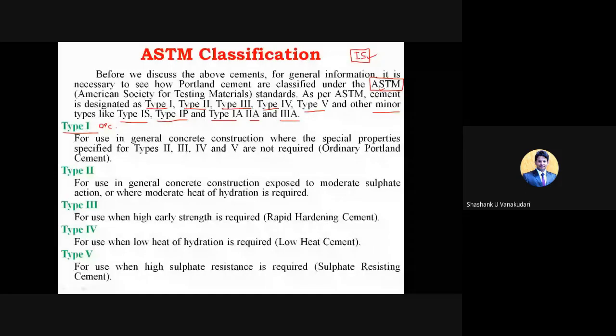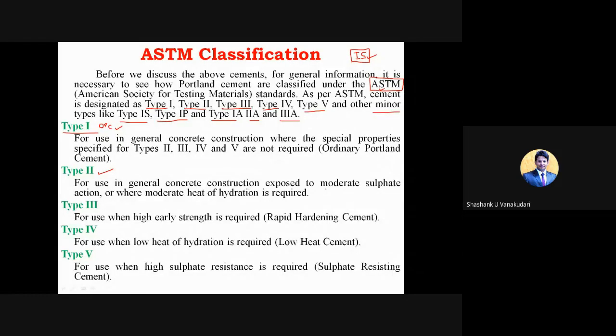And here type 2 is used for general concrete constructions but exposed to moderate sulfate action. Moderate sulfate action, in the sense, is a special property of the concrete. Basically the sulfate content, that is SO3, I have explained to you in the previous class. This SO3 reacts with the other ingredient emitted from the manufacturing process, that is calcium hydroxide, Ca(OH)2. I told you to remember that process, right? Along with the CSH gel, this calcium hydroxide also gets liberated. Clear? So once it reacts with the SO3, it forms sulfate attack.